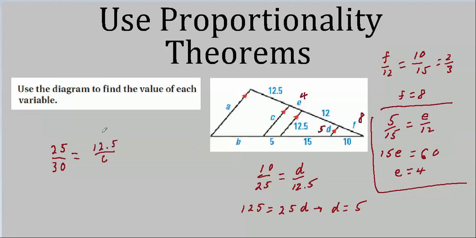And that should give us, so if we set this up, 25 over 30 equals 12.5 over C. We end up with 25C equals 12.5 times 30. We cross multiply. That's 25C equals 375, or C equals 15. And we can put that in here.